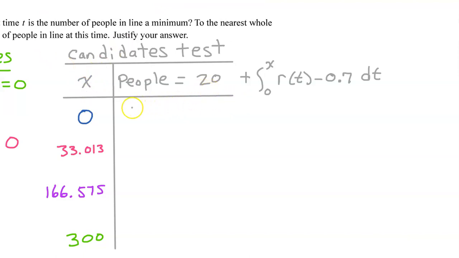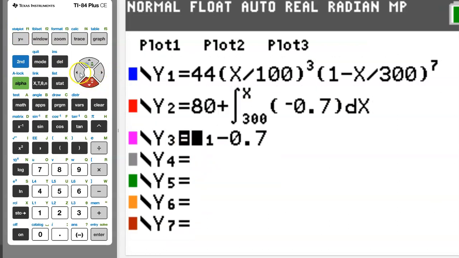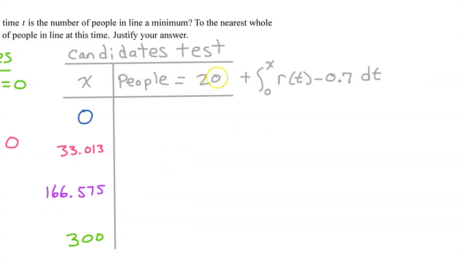Let's use our graphing calculator to find the number of people at each of these times. We can simply type this entire expression into the calculator as a function. Hit y equals as we prepare to type in a new function. Let's go ahead and turn off the function that's on, highlight the equal sign and hit enter. We need to type in 20 plus the integral from 0 to x of r of t minus 0.7 dt.